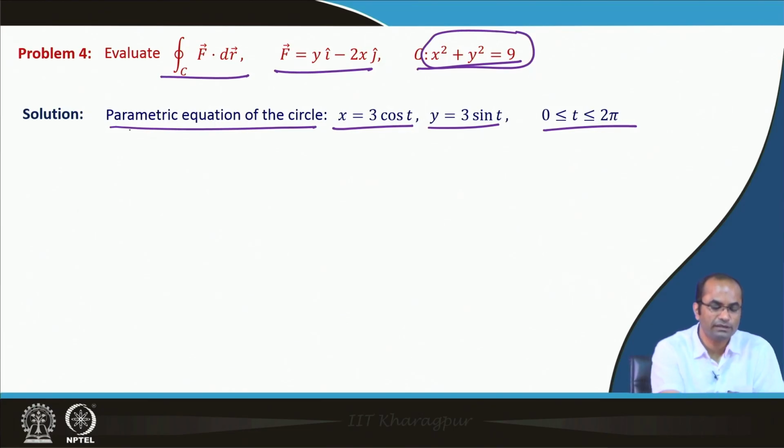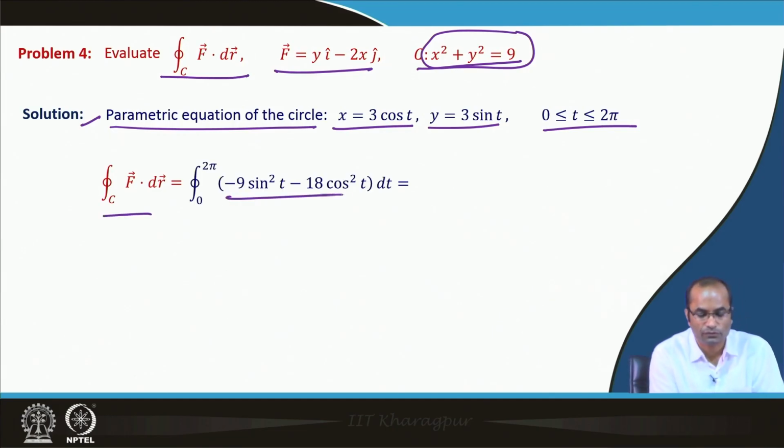So, we have the parametric equation of the curve, and then we know that f dot dr can be evaluated as f dot dr dt and then dt. So, we now have to compute this f dot dr dt term. Here this f was given as y i minus 2x j. So, y is 3 sin t and minus 2x is minus 6 cos t.